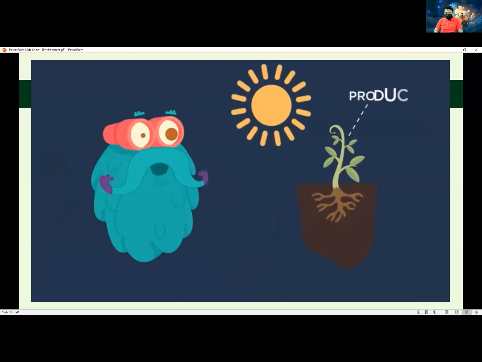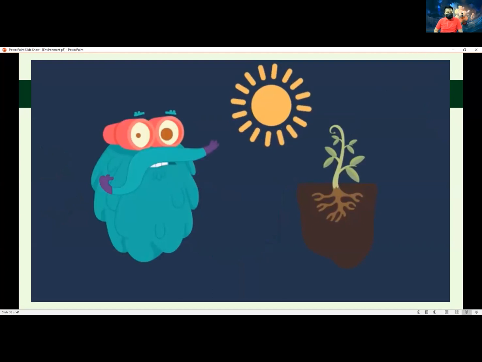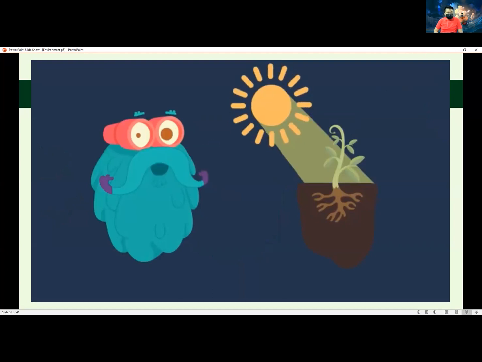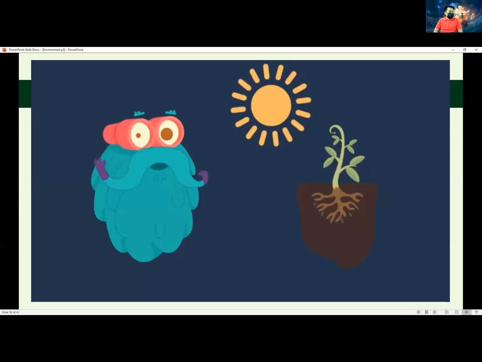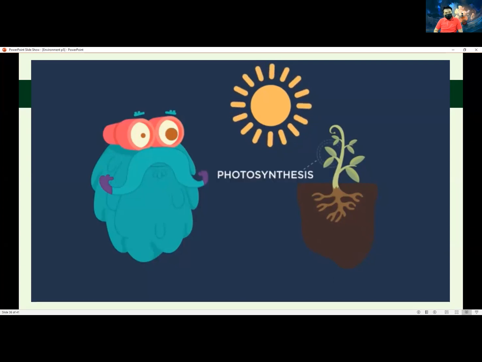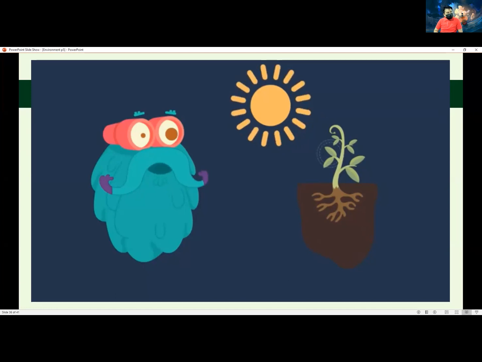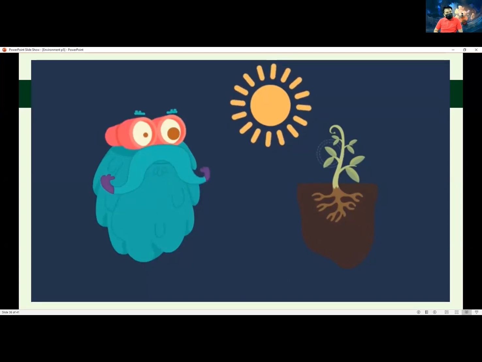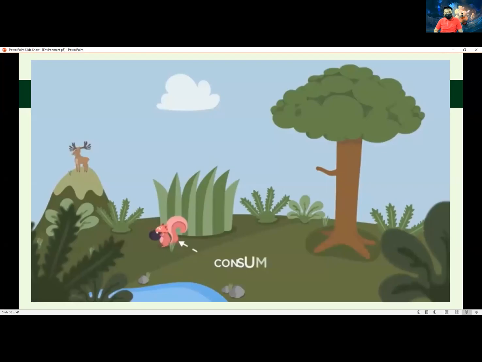Plants are producers. They absorb sunlight, which is readily available, water, and other nutrients from the soil, and produce their food through a process called photosynthesis. Plants are the only living being which creates new energy for the other living beings. Consumers. Animals are consumers. This is because they don't produce energy. They just use it up.